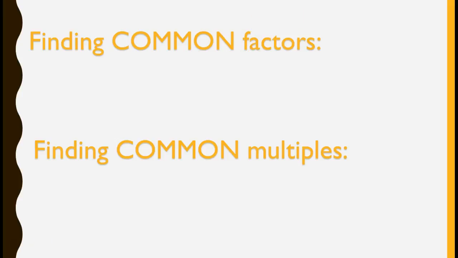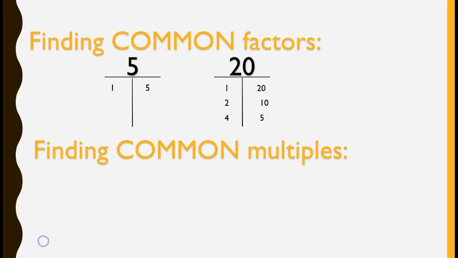So let's take two numbers, 5 and 20. We're going to make our T-charts and find the common factors. So for 5, I could say 1 times 5. That's it, right? Okay, so let's go to 20. 1 times 20. Can you think of any other factors for 20? Okay, 2 times 10. 3, no, 4, oh yeah, 4 times 5. There we go, good job.